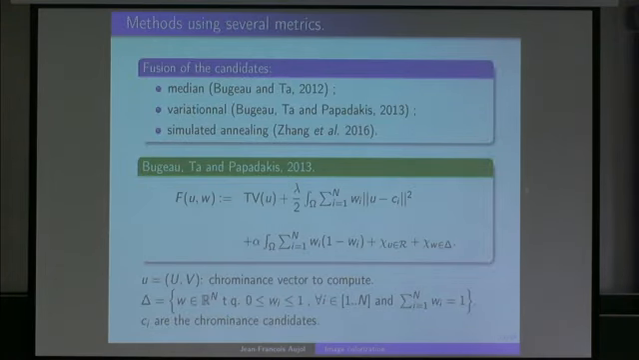So how to fuse the candidates? There have been many approaches. I think the easiest one, or the first one maybe, is to use median filtering. And then later, variational approaches or simulated annealing approaches have been proposed. And so today, I will focus on variational approaches. But of course, it's not meant to be the only solution to fuse candidates. It's just a proposal which gives reasonable results.